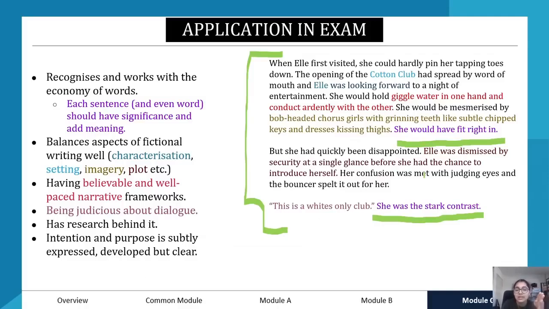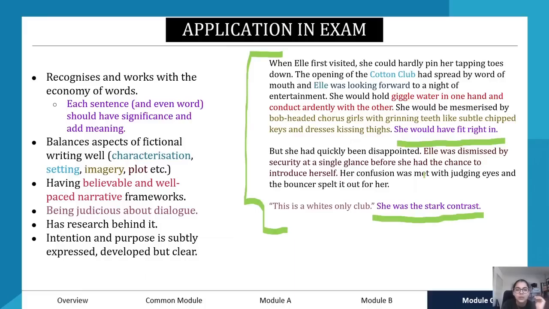And here we could see that one sentence, "this is a whites club only," definitely juxtaposes the earlier tone of the writing, and it immediately creates a very contradictory space as well. So there has to be research behind it, and the intention and purpose is subtly expressed.